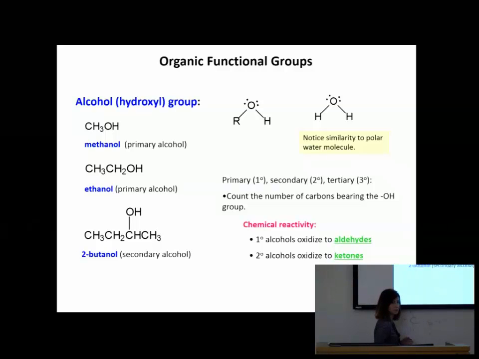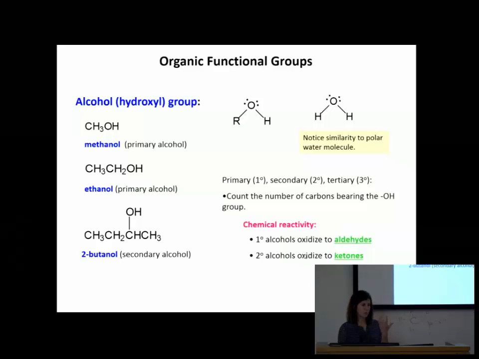Now, reactivity. What's going to happen to an alcohol? An alcohol will be oxidized. It can react with other things in other ways, but one primary thing that we're going to see happening is it being oxidized.